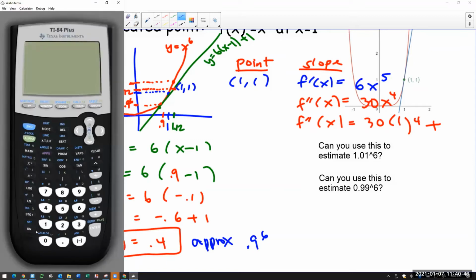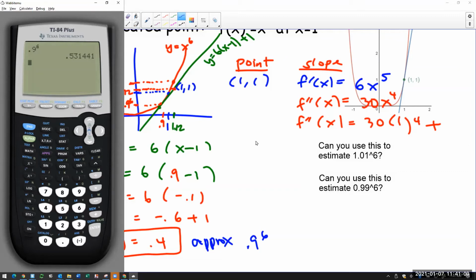Go to your calculator, put in 0.9 raised to the 6. Let's see how far we are off. 0.531, not bad. Okay, I mean, I wouldn't send anybody to outer space on it, okay? But if I were estimating your grades, what'd you say?